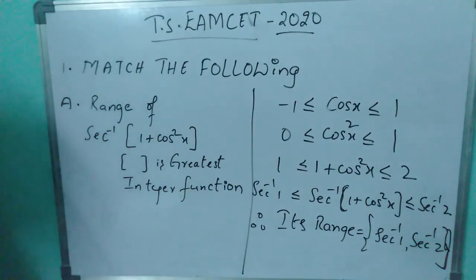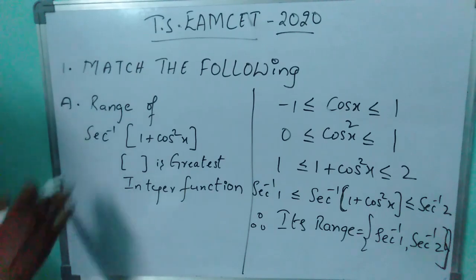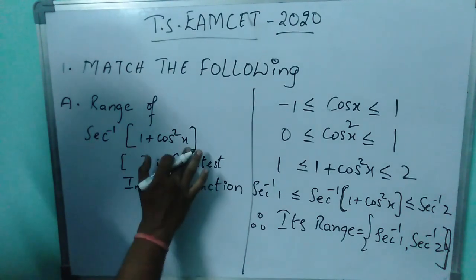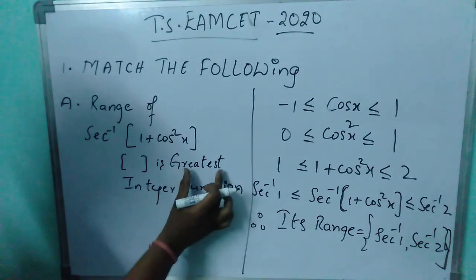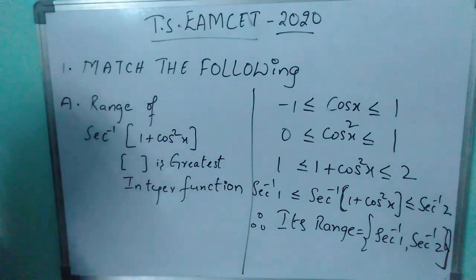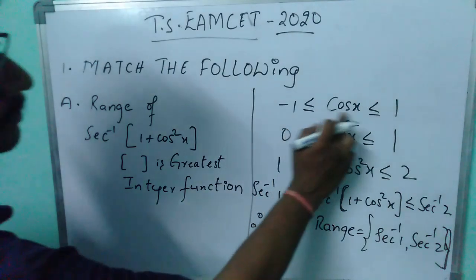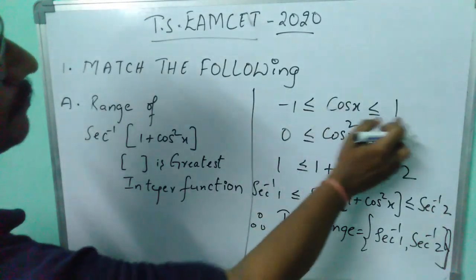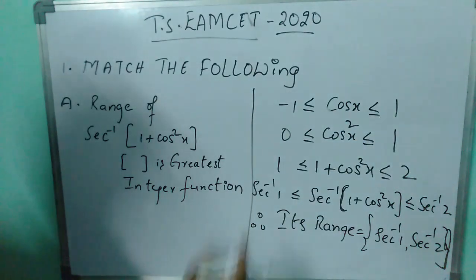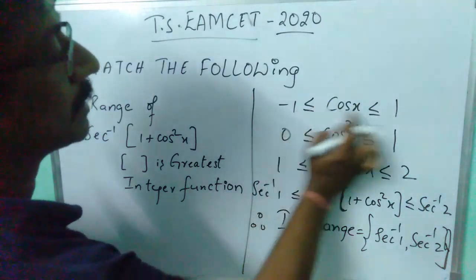Inverse of... range of secant inverse of 1 plus cos square x, where this closed bracket is the greatest integer function. So let me start with the cos x. We know that cos x lies between -1 and 1, meaning the range of this cos x is -1 to 1.